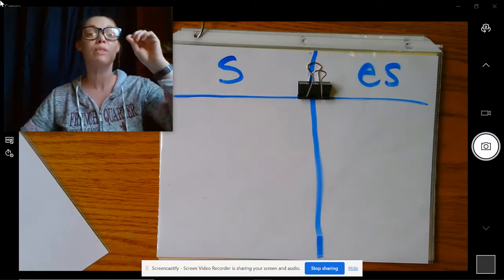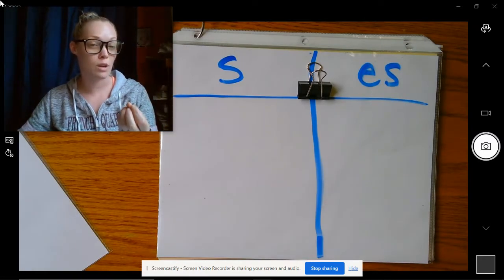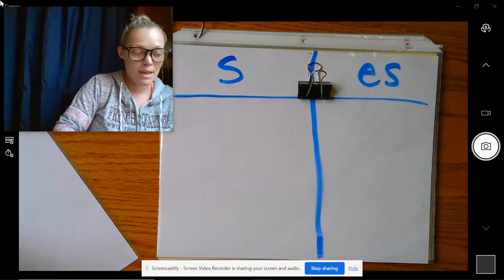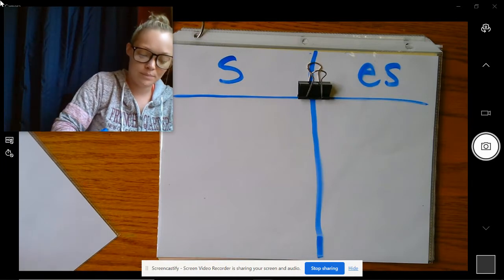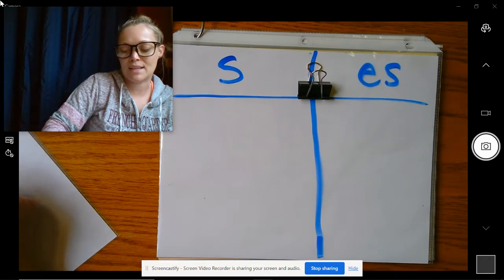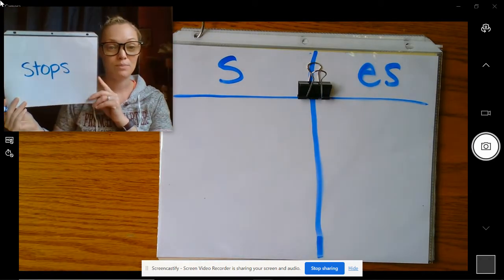Last week we just practiced listening. This week I'm going to show you the word and you're going to hear it. So we're going to see it. Here's your first word. I want you to work hard to be a detective and see, what do you notice about this word?